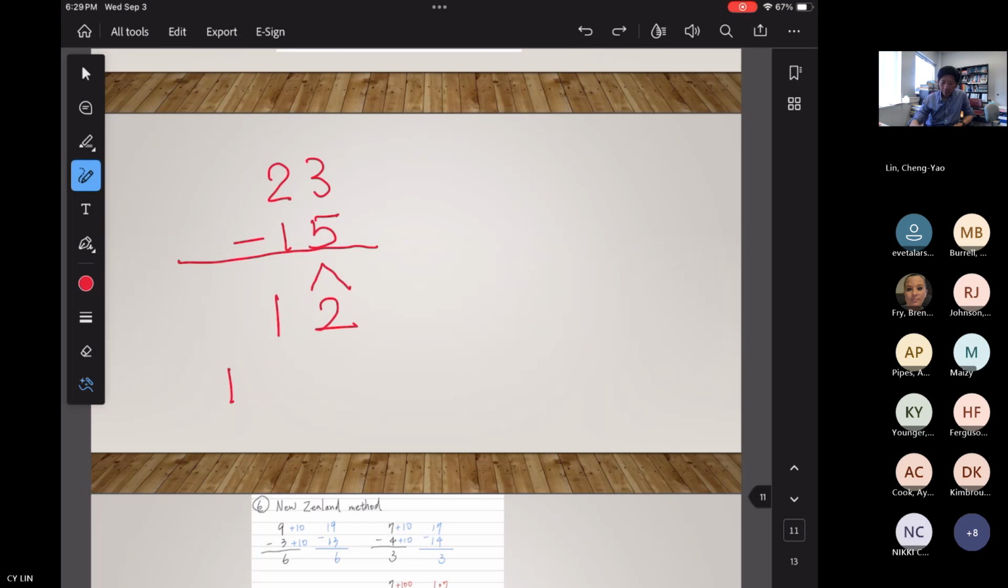Oh. The place value here, this means 10. The place value here means not enough 2, right? So 10 plus, negative 2, which is 8.